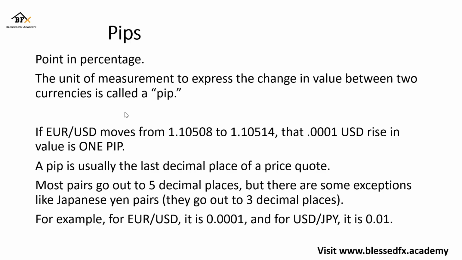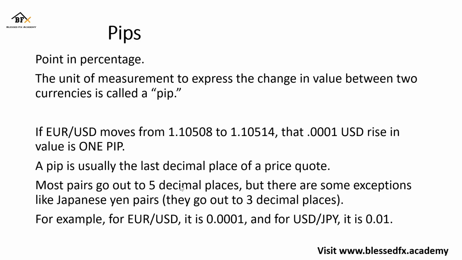So pips simply means percentage in point. It's just showing you the change in value between two currencies. For example, if EUR/USD moves from 1.10508 to 1.10514, that will be a 0.0001 USD rise in value. That's one pip, right? A pip is usually the last decimal place of a price quote.